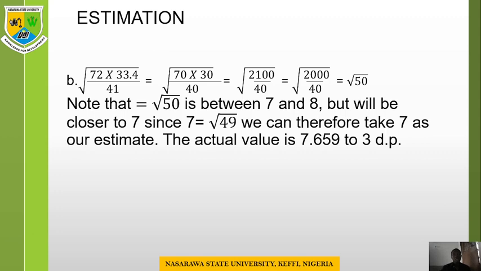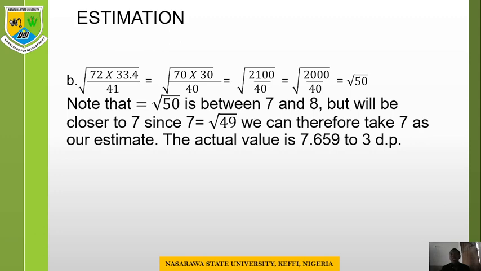2000 divided by 40, what is it giving us? 50. Note that root 50 is between 7 and 8, but will be closer to 7 since 7 is equal to square root of 49. We can therefore take 7 as our estimate. The actual value is 7.659 to 3 decimal places.